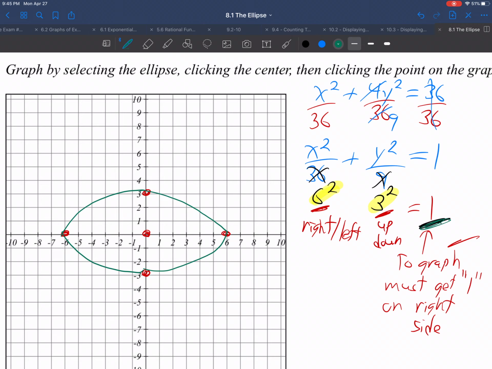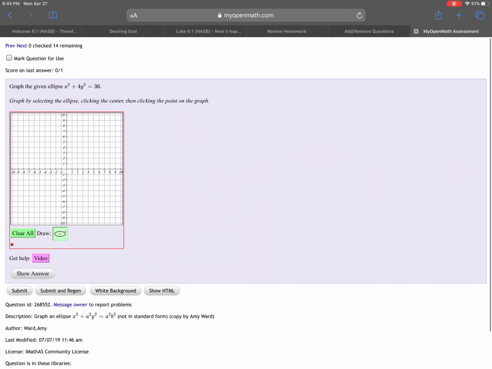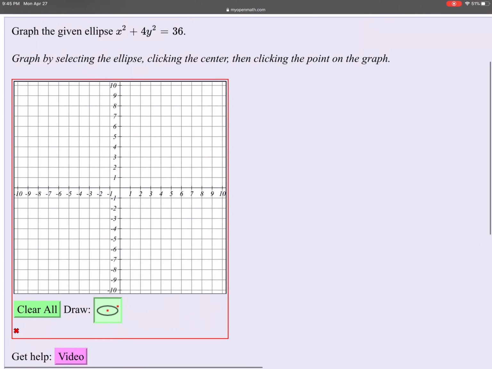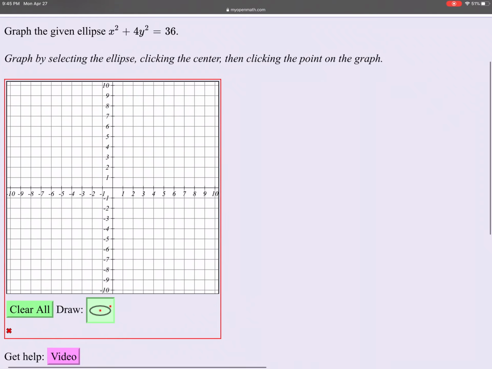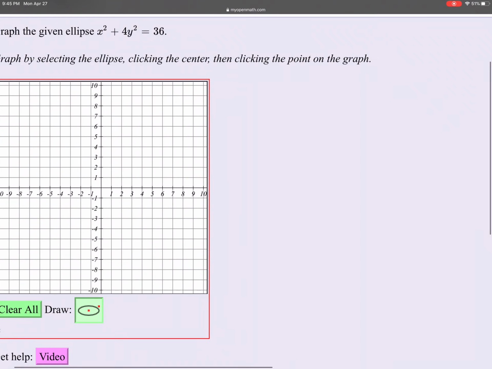So again, it's all about getting 1 on the right side and making whatever's underneath x and y into square numbers. Let's see how you graph that on the program. So here it is. So you remember what ended up becoming of it. You need to click on the center. There's the center, and then you need to click one more dot, the edge of the box.